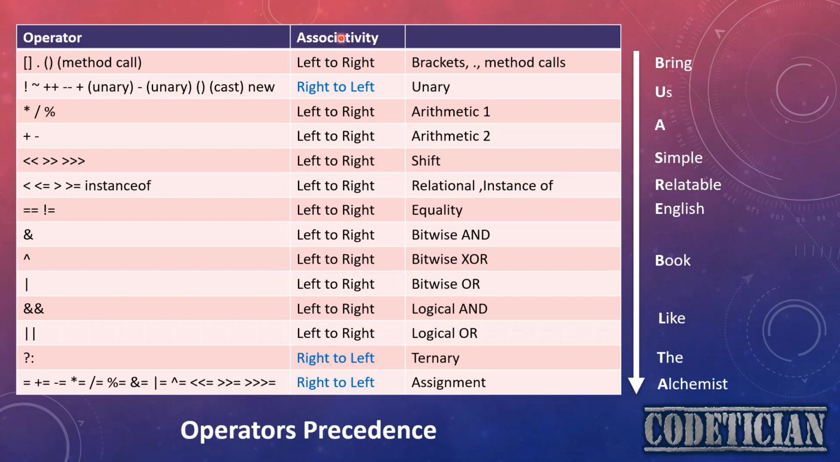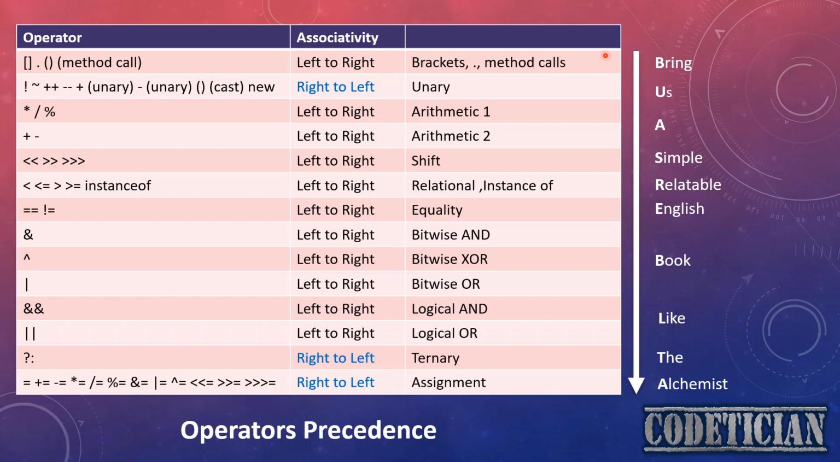In the second column, you can see the associativity, which in most cases is just left to right, except for unary, which is right to left, and ternary and assignment operators, which are also right to left. I'm going to explain associativity in the next slide.